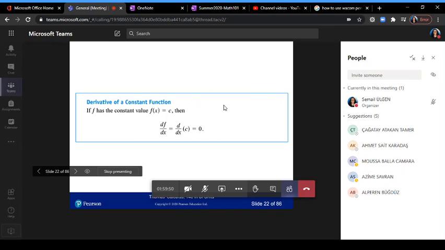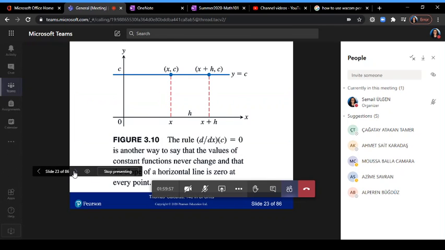If you don't believe me, then you can use the definition of the derivative, put it in, and you're going to see it. Here's actually a proof. We take x and x plus h. This is the first point, this is the second point. f of x is c, f of x plus h is c. So f of x plus h minus f of x is c minus c, which is 0 on top over h. 0 over h is 0.